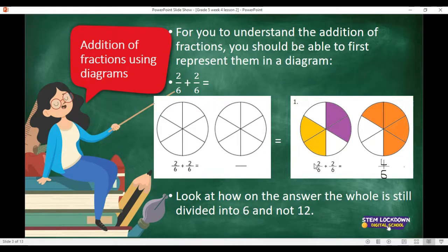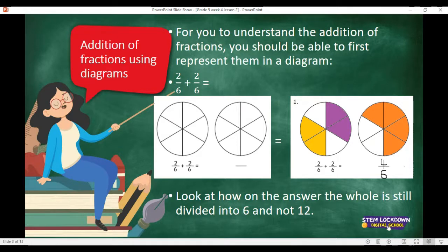What I did, 2 over 6, you see, I shaded it and used yellow to show that I am representing the first fraction, which is 2 over 6. And then it's plus 2 over 6 again, and I used a different color to show that this is the second fraction. Thereafter, if we add 2 plus 2, we come to the answer and combine them. We add them and we have 1, 2, 3, 4, and that is the numerator. Check what happens: did anything happen to the denominator? You see, our denominator is still the same.